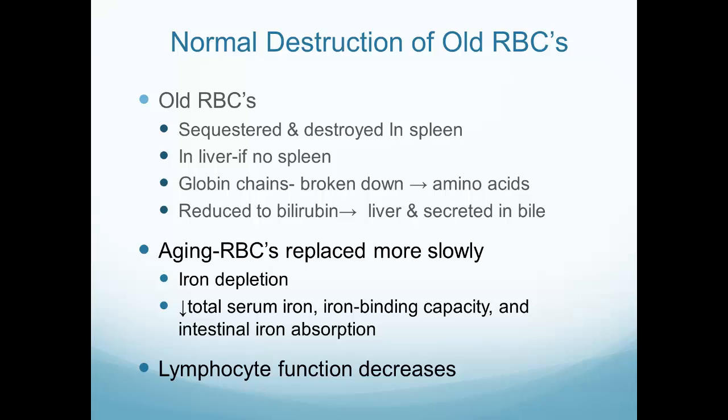So our old red blood cells are going to be destroyed. They're going to be sequestered. And they're going to be destroyed in the spleen and in the liver if the patient's had their spleen removed. But typically it's going to be in the spleen. And then it's broken down into amino acids. That's going to be part of the red blood cell. And then reduced to bilirubin, which will then be secreted by the liver as bile. However, remember again that if the patient has liver disease, that bilirubin can start to build up. The patient can start to develop jaundice, and that's where we see that coming from. Aging red blood cells are replaced slowly. We have iron depletion occurring, and that makes them less functional.